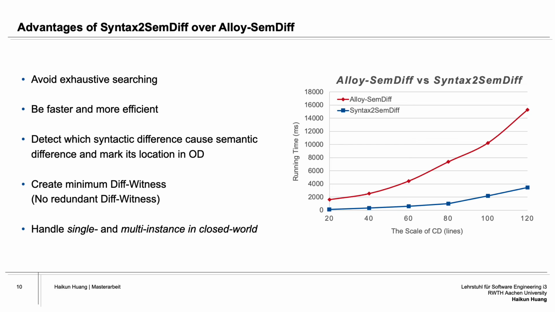Third, syntax to semantic diff can detect which syntax differences cause semantic differences and mark their location in OD. Then it can also create the minimal witness, and there is no redundant diff-witness in the result. Finally, it can handle single and multi-instance in closed world cases.